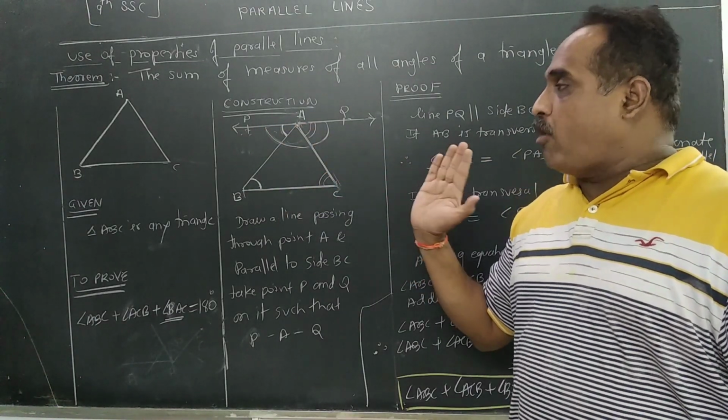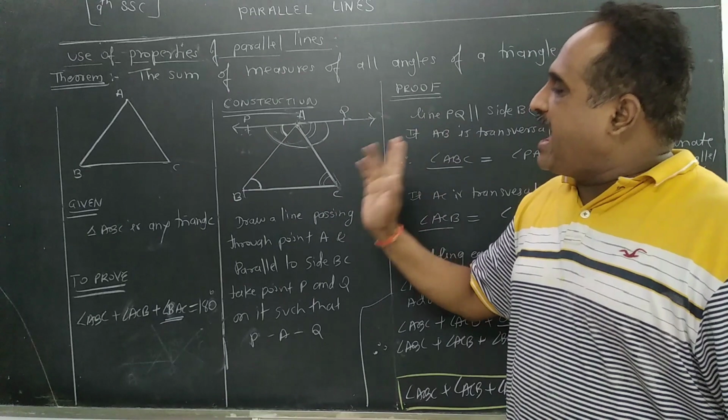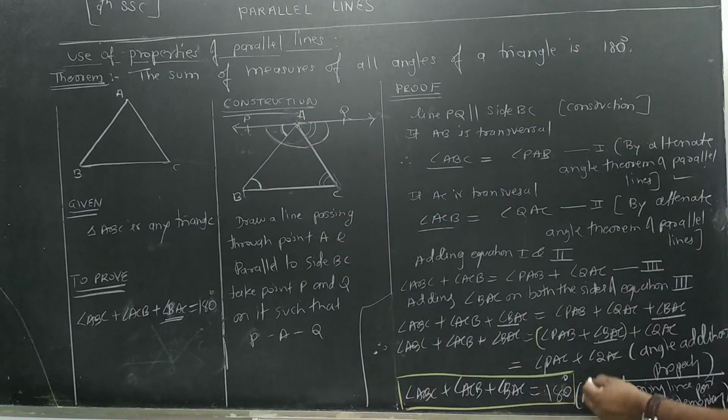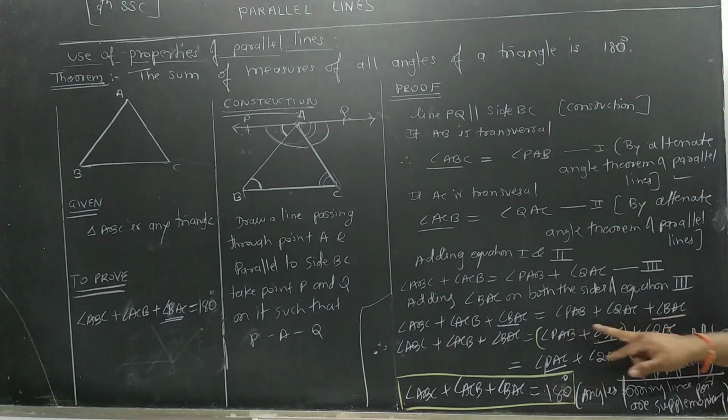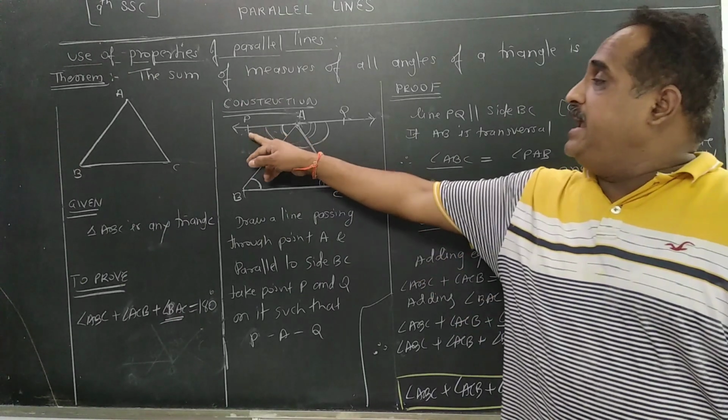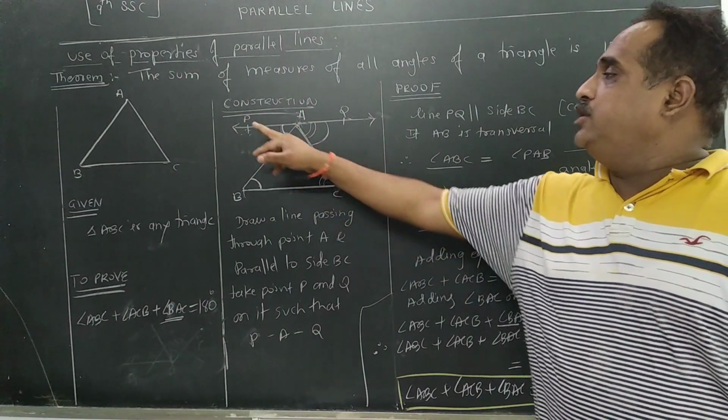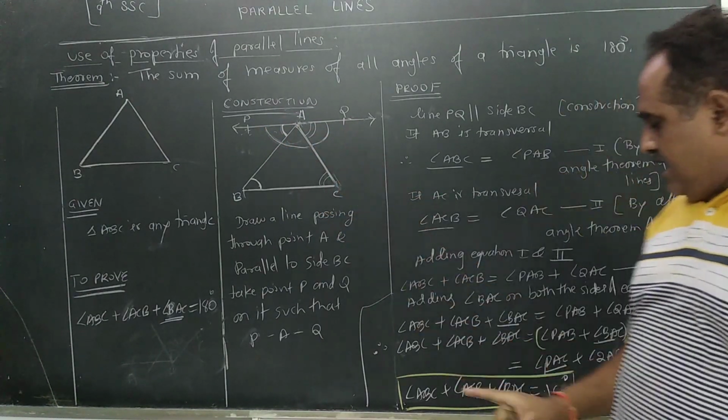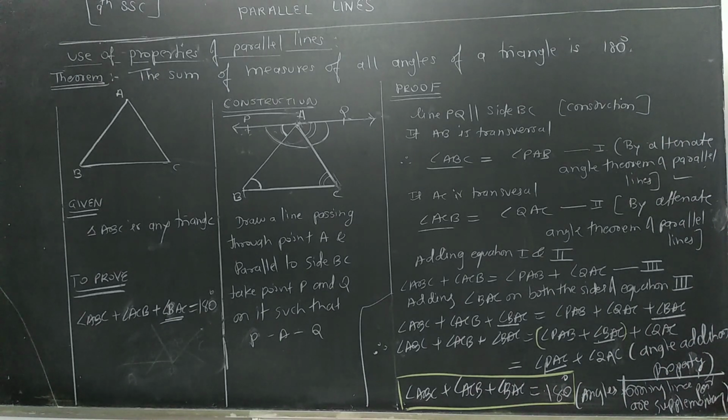PAB and BAC are called adjacent angles. Their measures we can add. That time it will become PAC. That's why it becomes PAC, because we have added these two angles, and the third angle we are going to write as it is, QAC. So that is called angle addition property. But PAC और QAC इन दोनों को देखोगे तो they are angles forming linear pair. That's why you got measure as 180 degree. That is called as what? Angles forming linear pair are supplementary.